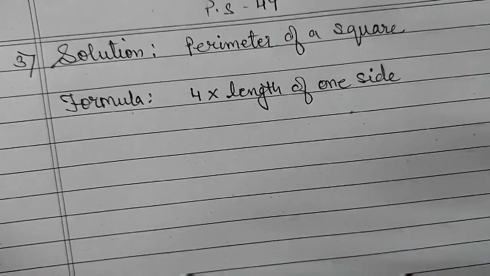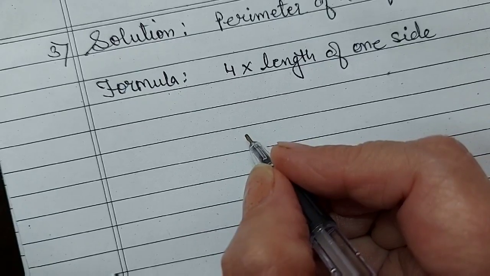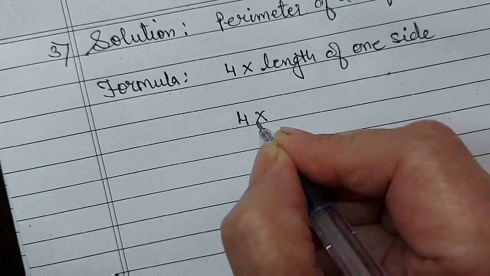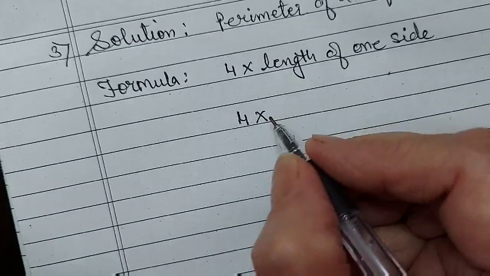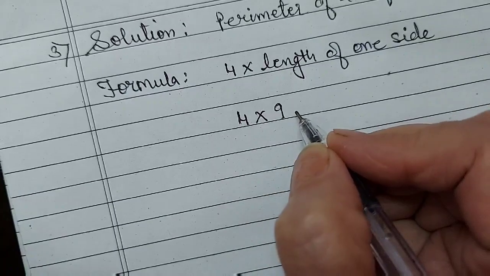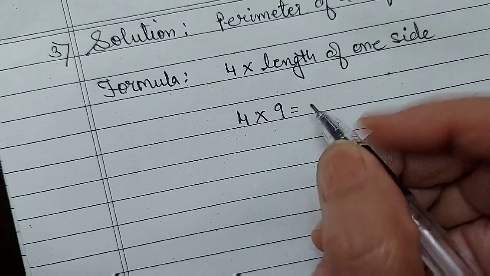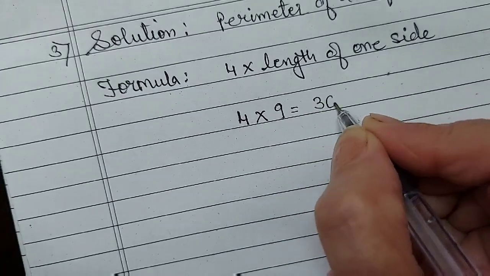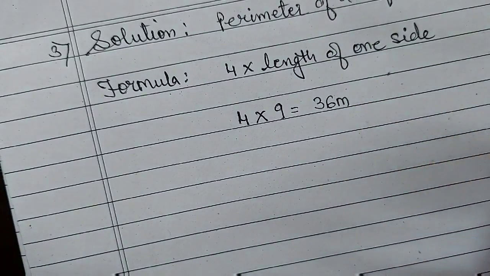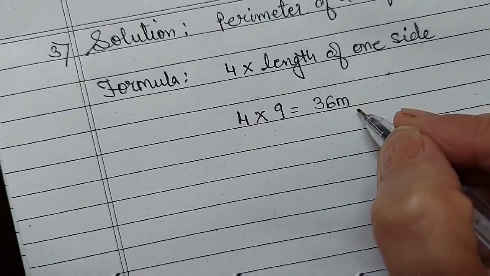Understood children? So moving further, now what is the measurement of one side? First of all you have to write 4 into what? What is the measurement? That is 9. One side is 9 meters long. So 4 multiplied by 9 is equal to what? 36. Now what is this, meters or centimeters? It is meters. Right? 4 into 9, that is meters.